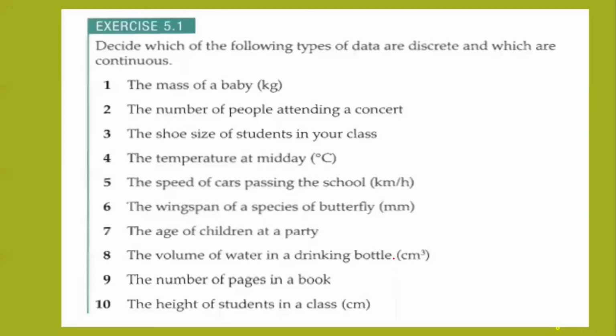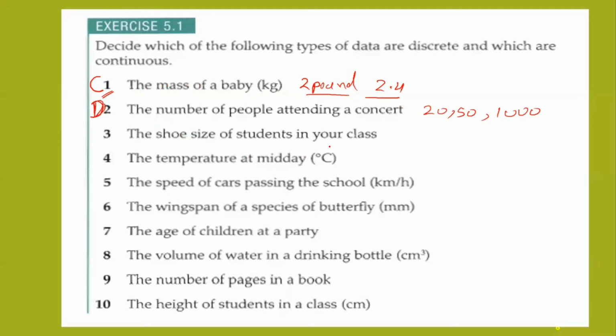So let us take some examples. Here is a question: the mass of a baby. As I said, it can be 2 pounds, or it can be 2.4 pounds. So this can vary, this changes. That is why it is measurable. So C stands for continuous. This data is continuous. The number of people attending a concert will always be a whole number. It can be 20 people, 50 people, or 1,000 people attending the concert. So this is discrete data, since it can be counted.